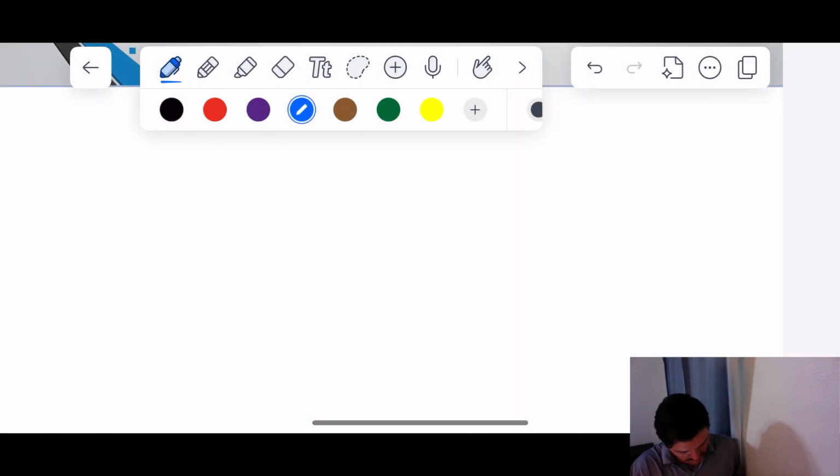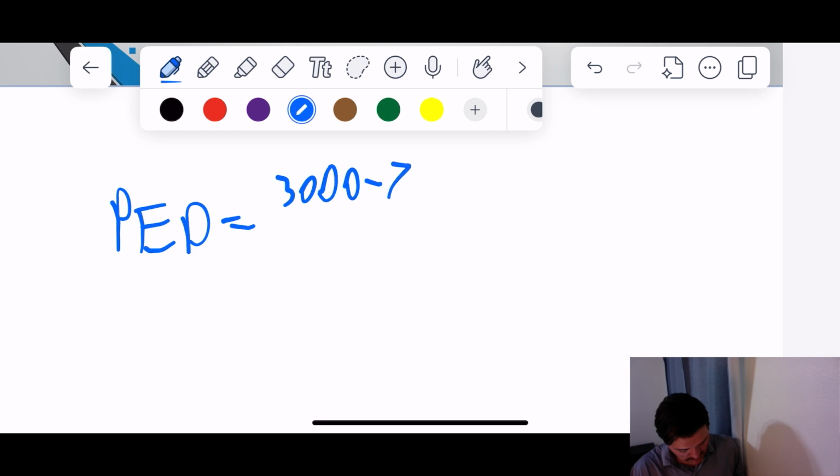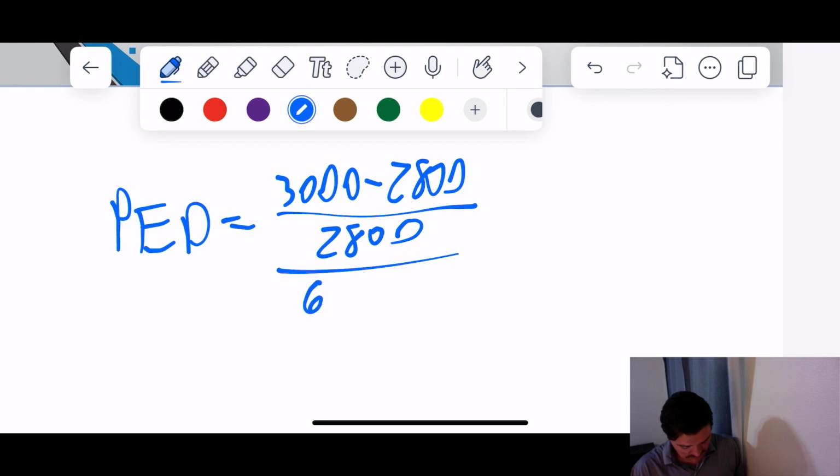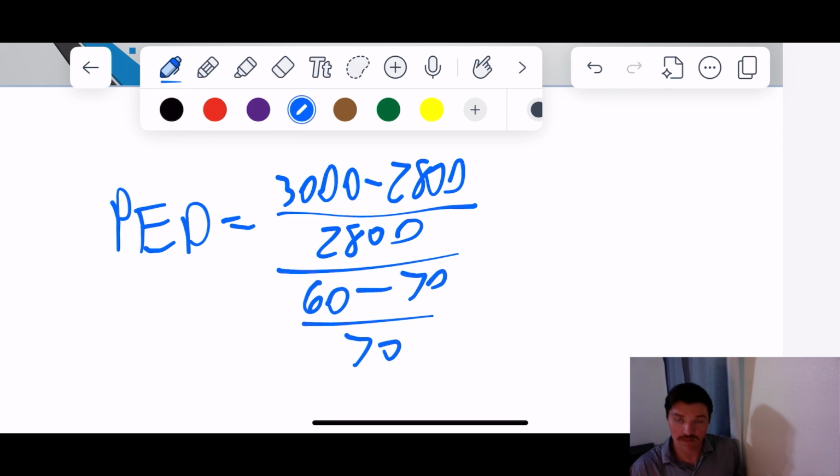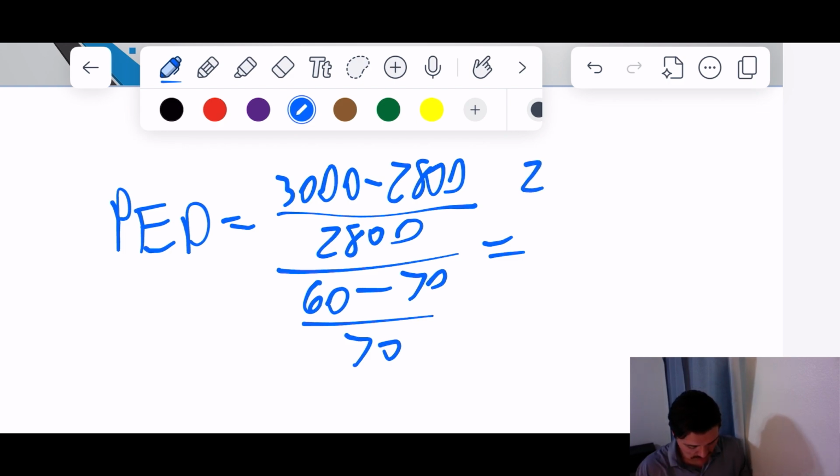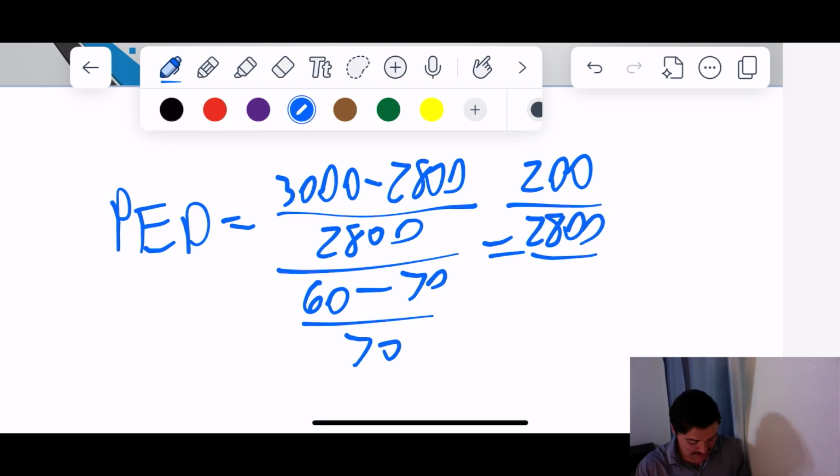So we're looking at PED. The new was 3,000 minus the old, 2,800, over 2,800, and then 60 minus 70 over 70. Now, there are many ways you can calculate this. If you have a TI-84, you can just plug it in exactly like this and you can get an answer. If you don't, you can solve it by hand, just working top down. So we'll do 3,000 minus 2,800. That one's 200, easy. Nothing going on here with 2,800. 60 minus 70 is negative 10, divided by 70.